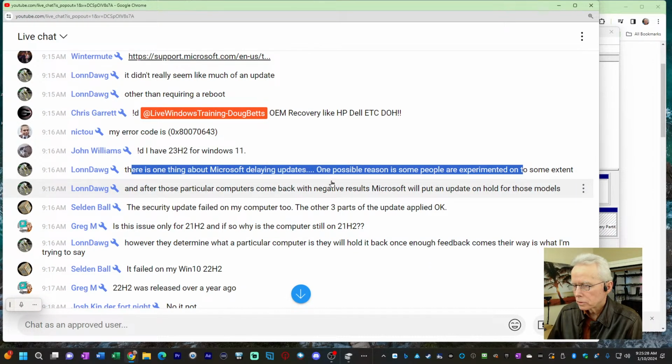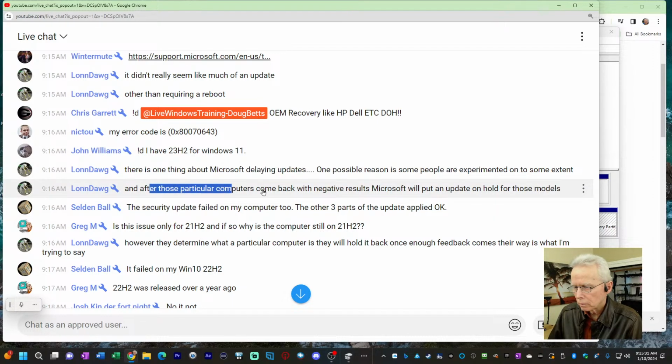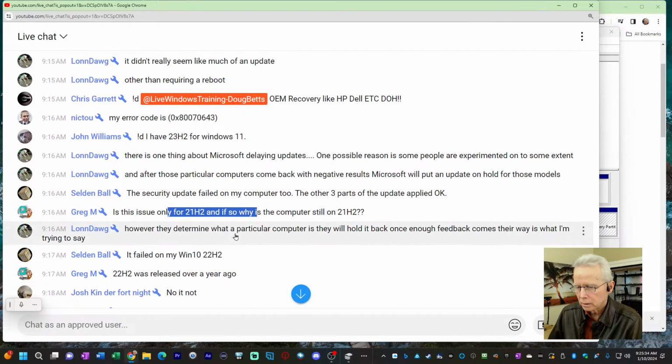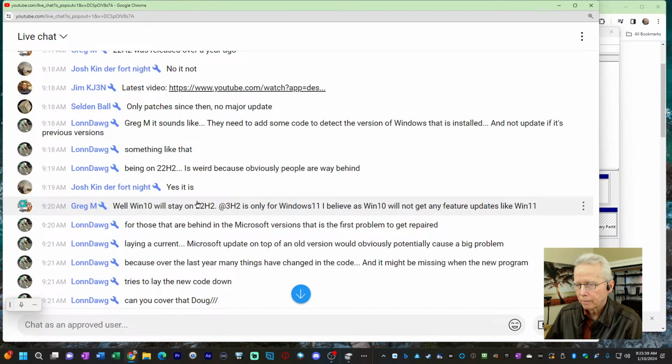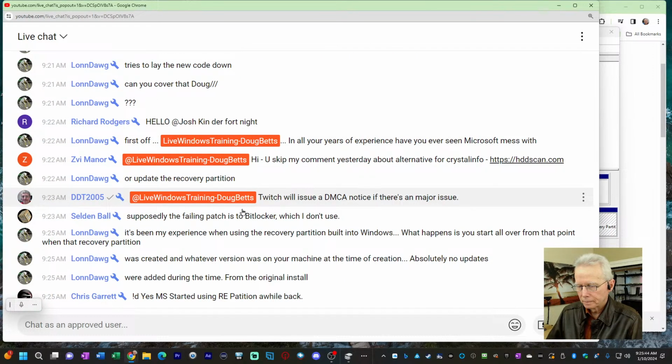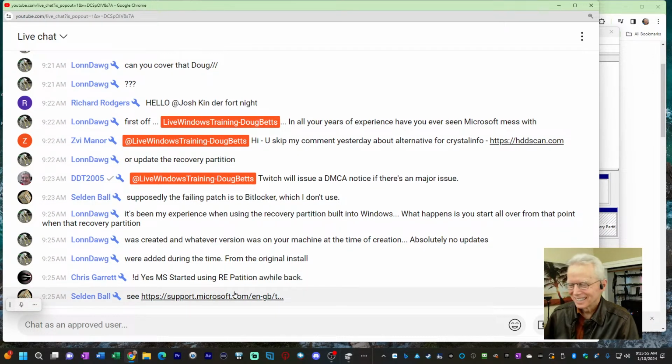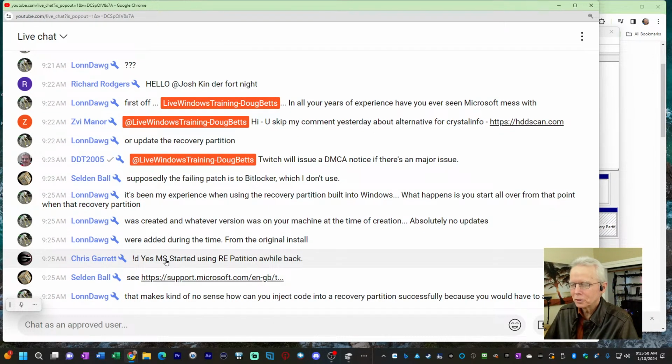There's one thing about Microsoft delaying updates. One possible reason, people experimenting. I already looked at that. Get past that. Okay, this gets back into the section that I had skipped ahead for. I guess we did find something else to talk about. Chris Garrett said, yes, MS started using R repetition a while back. Okay. I'm sure you're clear on what you intended to communicate there. Microsoft started using recovery environment partition a while back.